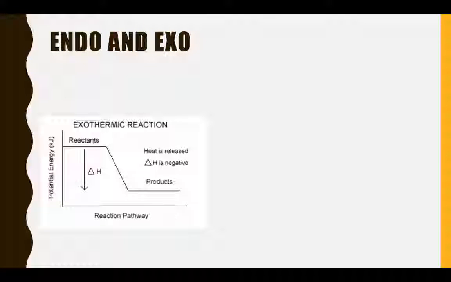When looking at the energy change for an exothermic reaction, we see that the reactants are higher in energy than the products. Therefore, the energy released when the product bonds form is greater than the energy put in to break the reactant bonds. Therefore, there's an overall decrease of energy in the system. Thermal energy is released, and our sign on delta H is negative because energy has exited the system.